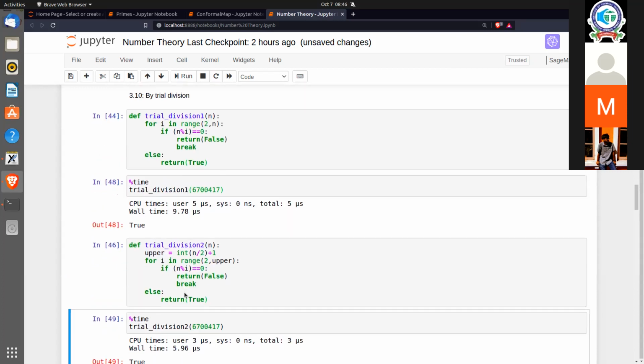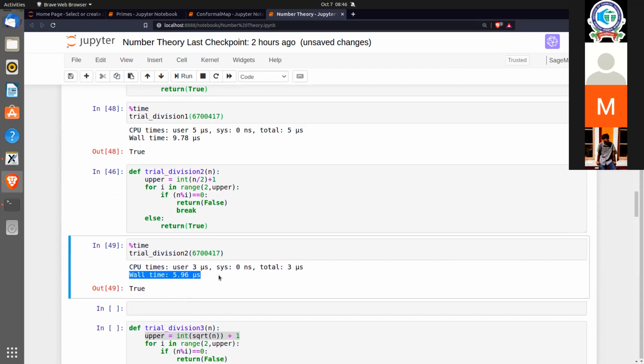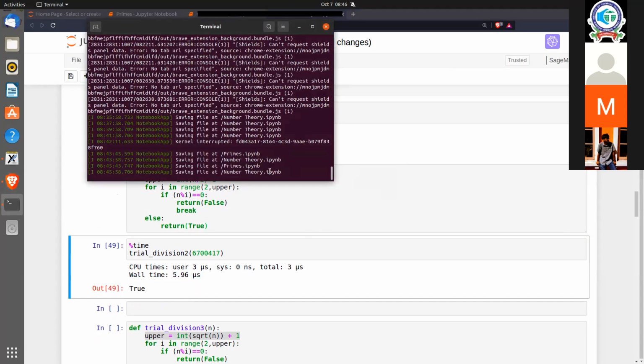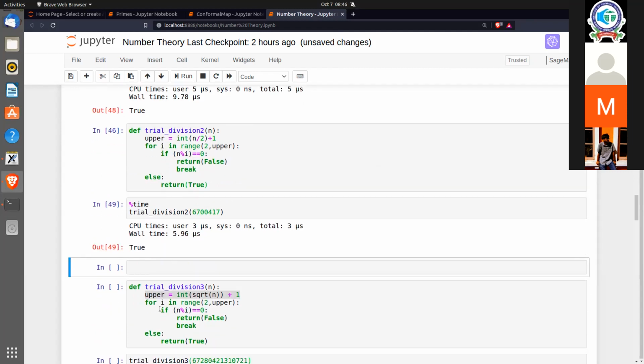One thing to note is that since we're not running it on a pure terminal, these wall times might differ a little because it goes through the terminal that I'm running here, and then it comes to the notebook that we're using here as a GUI thing. So since we're measuring in microseconds, even that matters. Okay, so that is done.